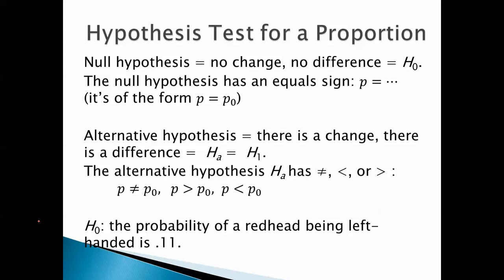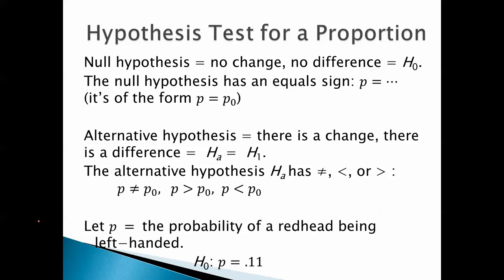Okay, the hypothesis that we want to test is H sub 0. The probability of a redhead being left-handed is 0.11. That would be our null hypothesis, really. No difference, all the same. Redheads are no more or less likely to be left-handed.